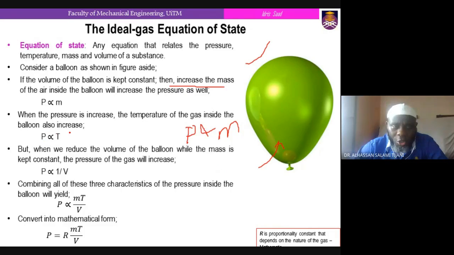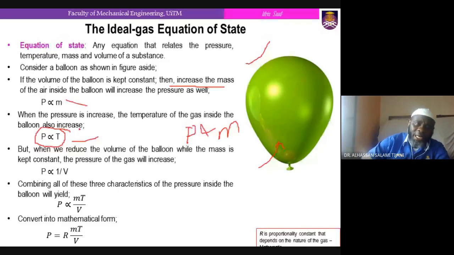Also, one thing we need to know is that the pressure inside the balloon is always proportional to the temperature. It means that when the pressure is increased, the temperature of the gas inside the balloon also increases. This is the important information we need to know, the fundamental governing equations related to ideal gas.